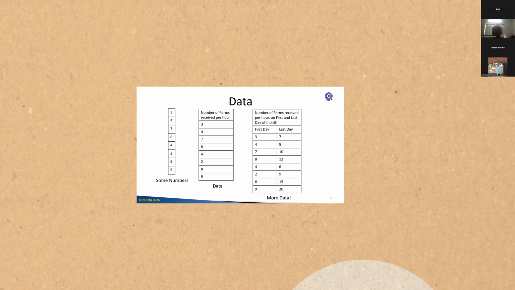So what is the information we are getting from this analysis? The range on the last day is 20 minus 6, which is 14. And the average on the last day is 9.6 forms. The average on the first day is 5.5 forms. Okay. So does this give us some information?